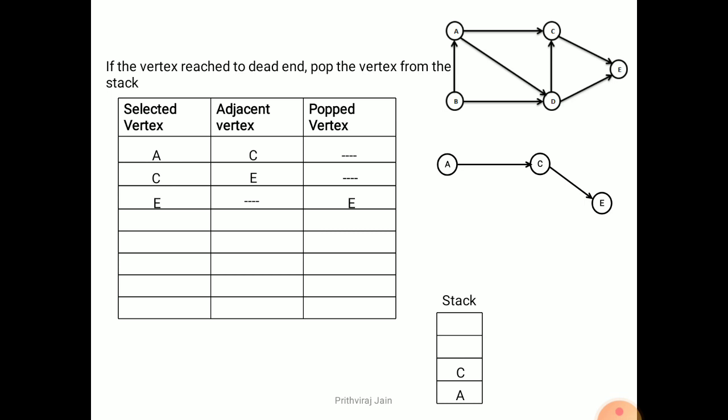Next step is, based on the top of the stack, we select the next vertex. On the top of the stack we have C, so the next selected vertex is also C. Now for C, what is the adjacent vertex? For C, the adjacent vertex is only E, because E is already visited. Again C has reached a dead end, as there is no unvisited adjacent vertex for C. Then pop C from the stack. So the next popped vertex is C.